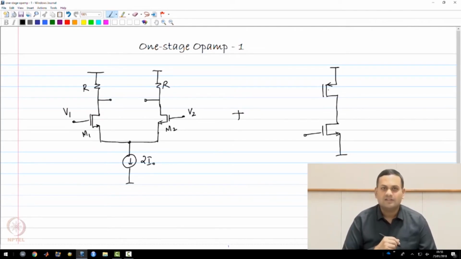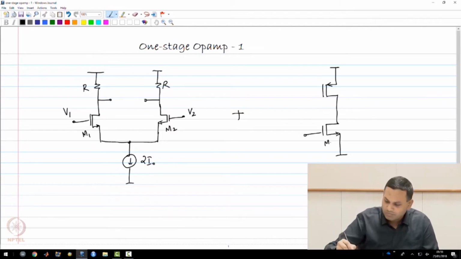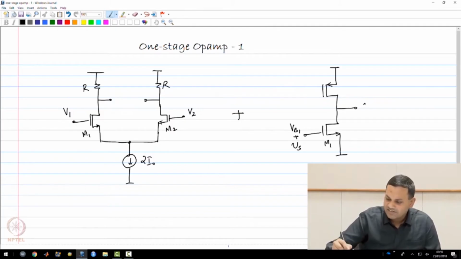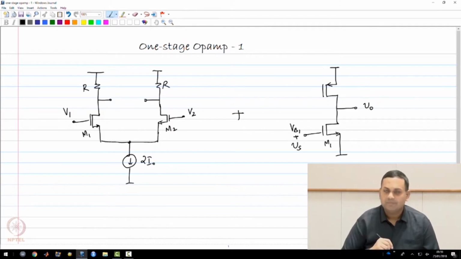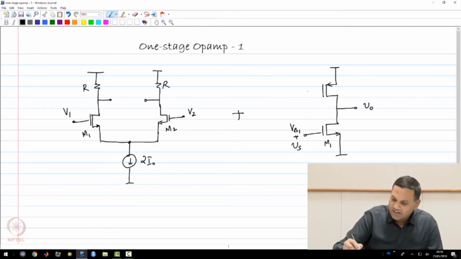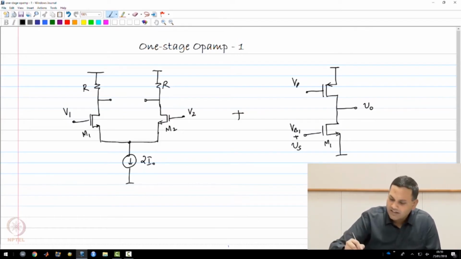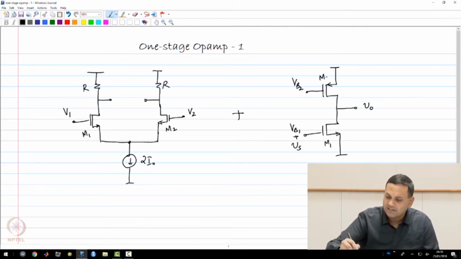The active load consists of an amplifying device M1 to which you apply a bias voltage and an input voltage, and the output is taken at its drain. At the top you have a current source which is represented by a PMOS transistor M2, whose gate is biased at an appropriate voltage VB2.